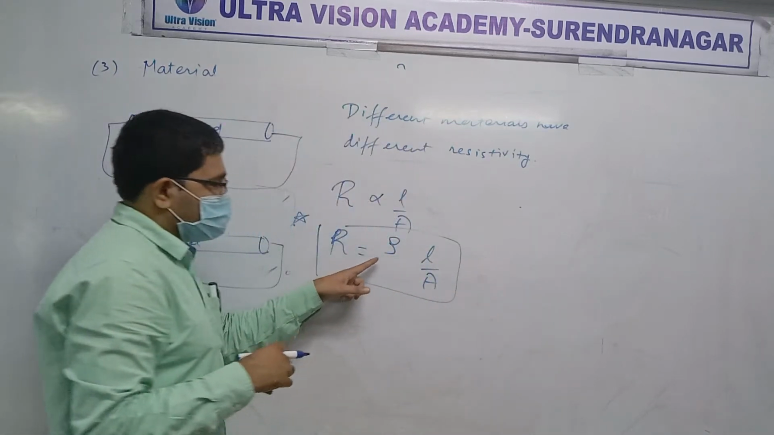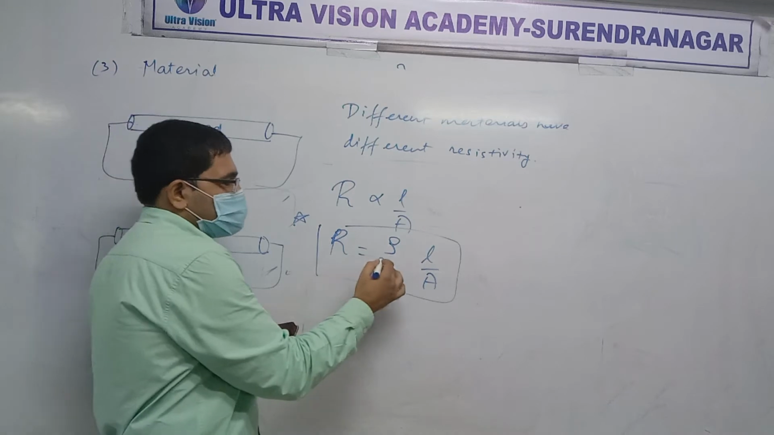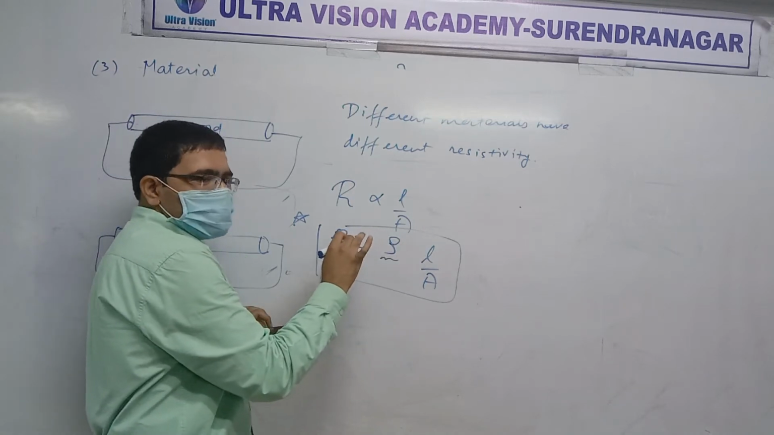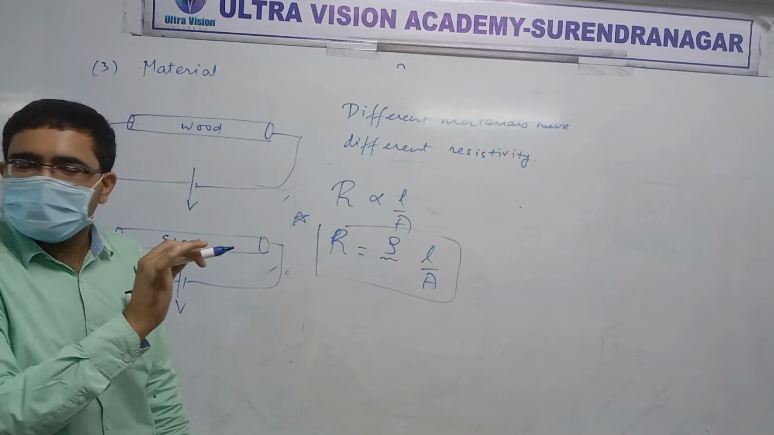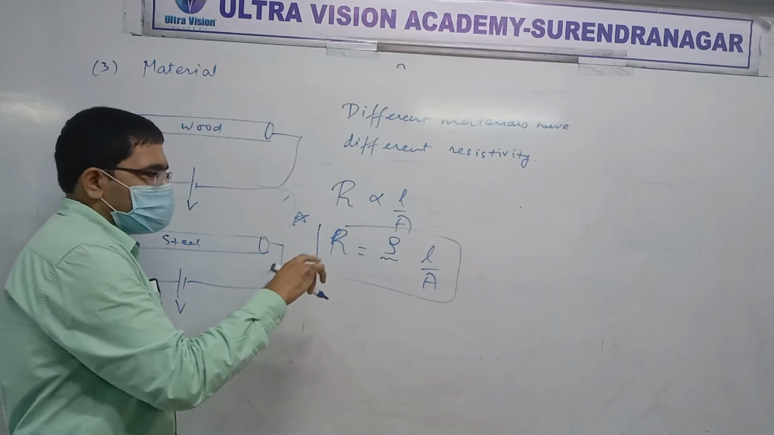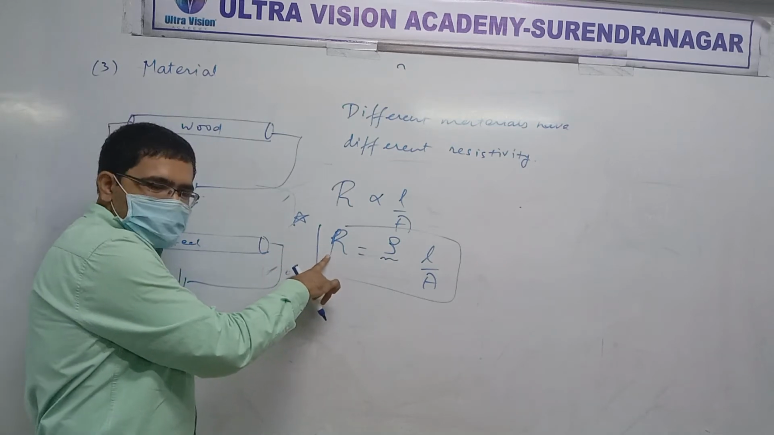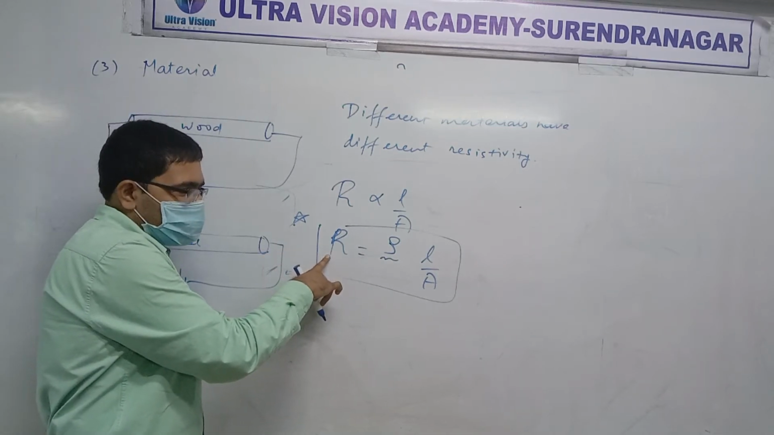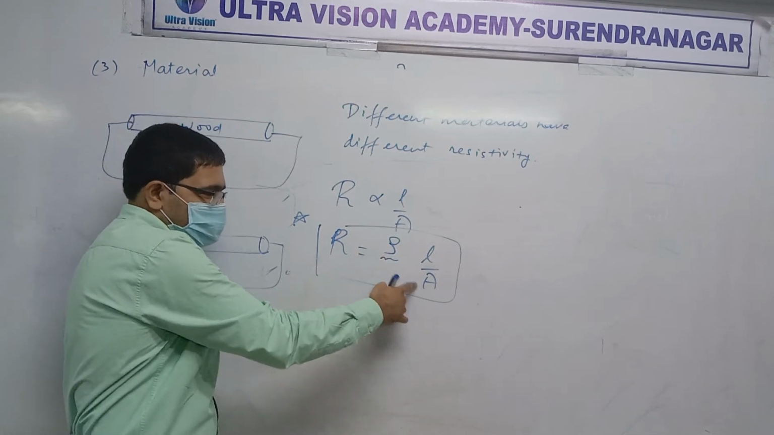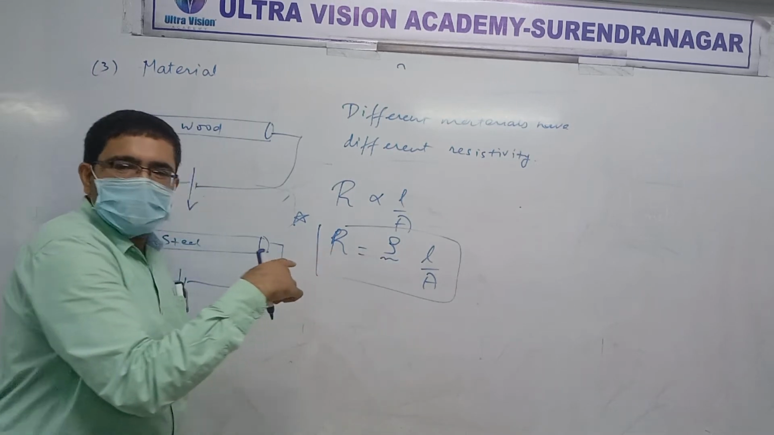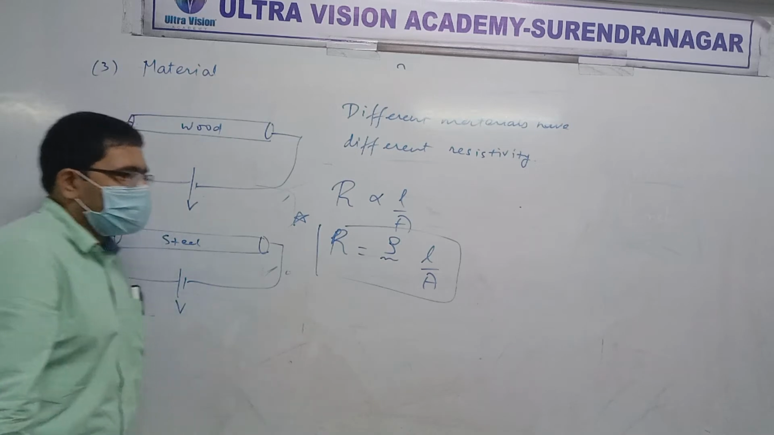Similarly, you may be asked the dimensional formula of resistivity. Then you can find it if you know the dimensional formula of R. You know L, you know area, and if you know this, then this is done. Got it? So you may have to do it indirectly.